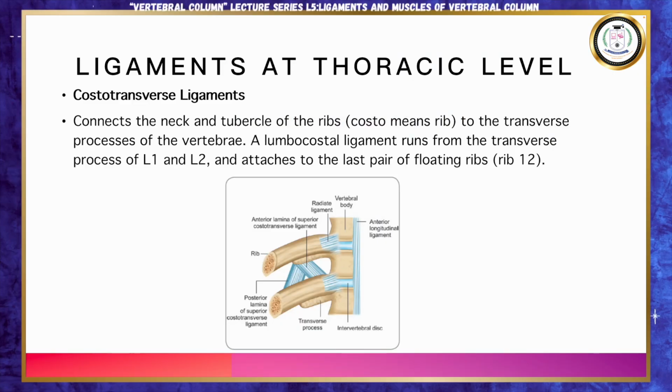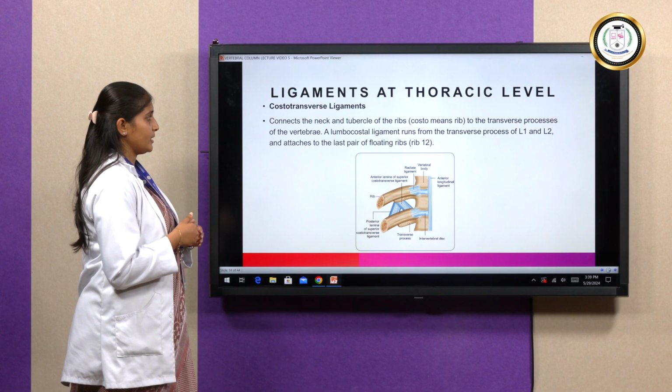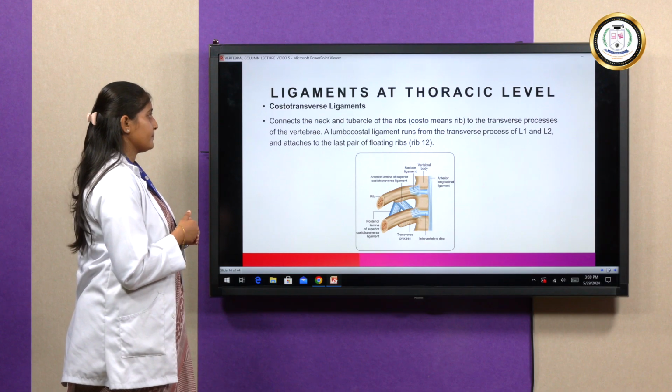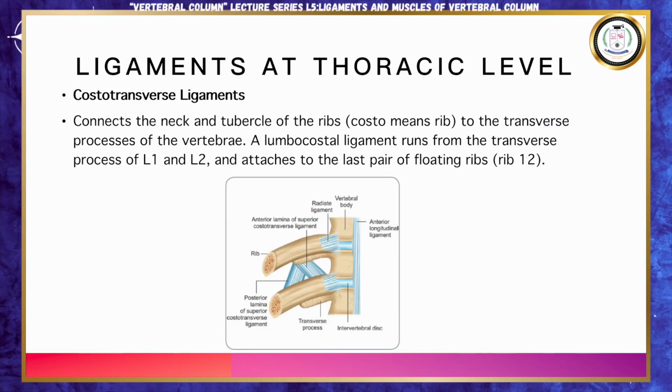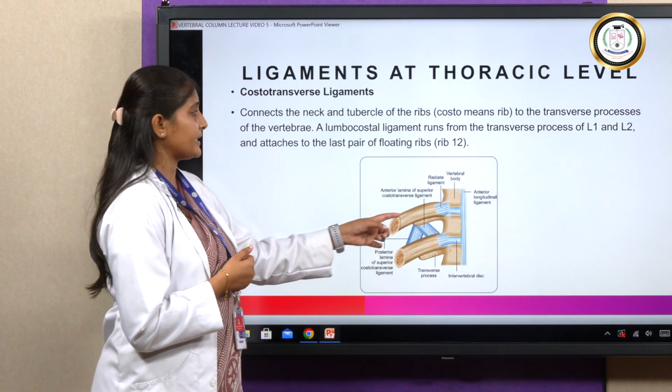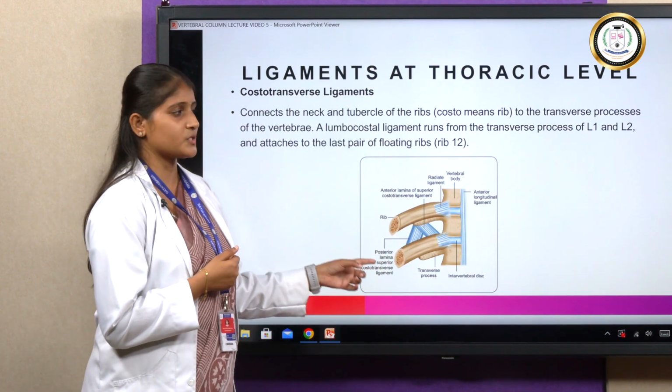Next, we will move on to the ligaments present at the thoracic segment. First, we have the costotransverse ligament, which connects the neck and the tubercle of the ribs to the transverse processes of the vertebra. A lumbocostal ligament runs from the transverse process of L1 and L2 and attaches to the last pair of the floating ribs, that is rib 12. So, here we have the costotransverse ligament, which connects the ribs to the transverse process.